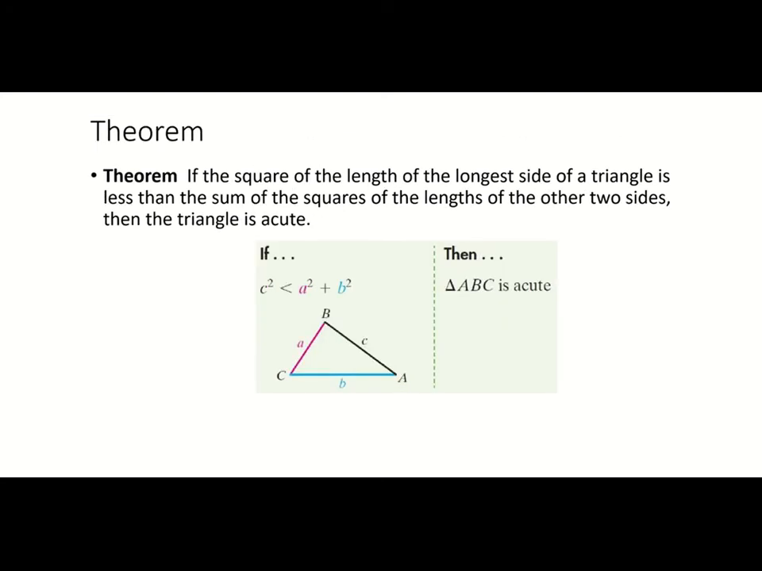To figure out if you have an acute triangle, you're looking at if the square of the length of the longest side of a triangle is less. So it's smaller than the sum of the squares of the two sides, then you have an acute triangle.